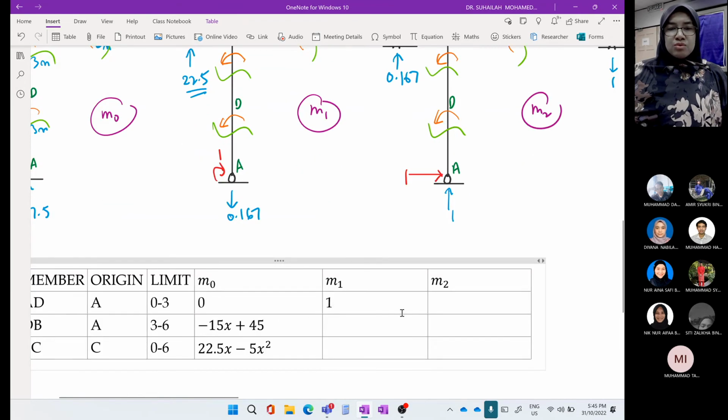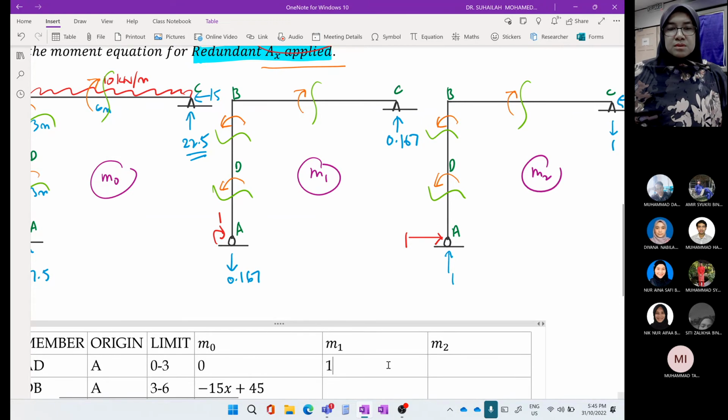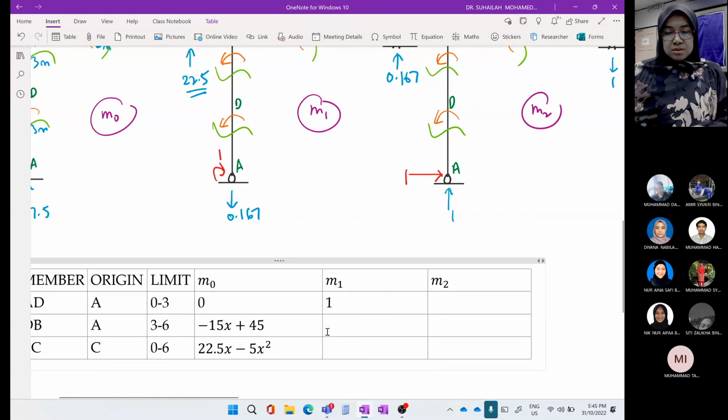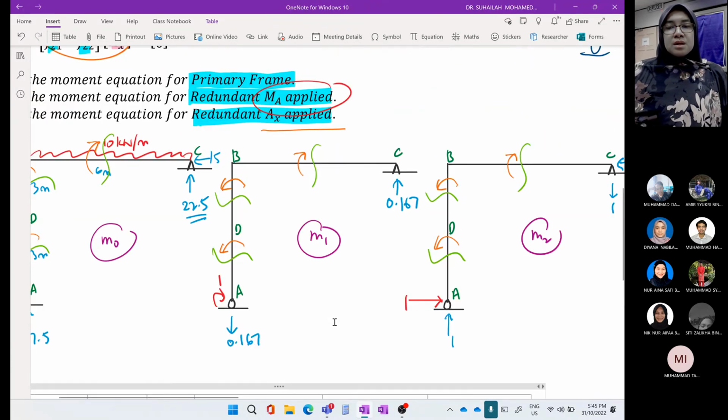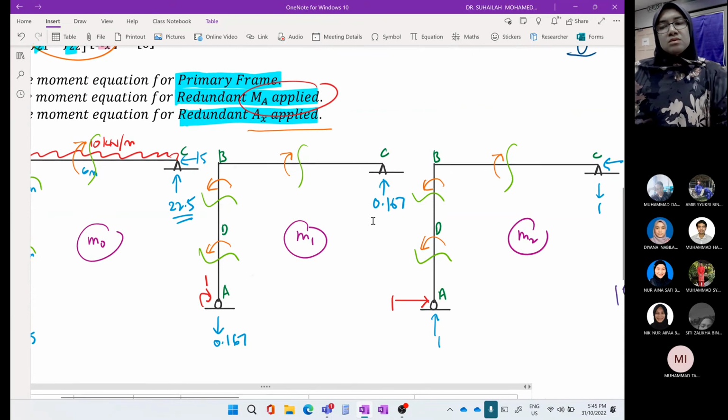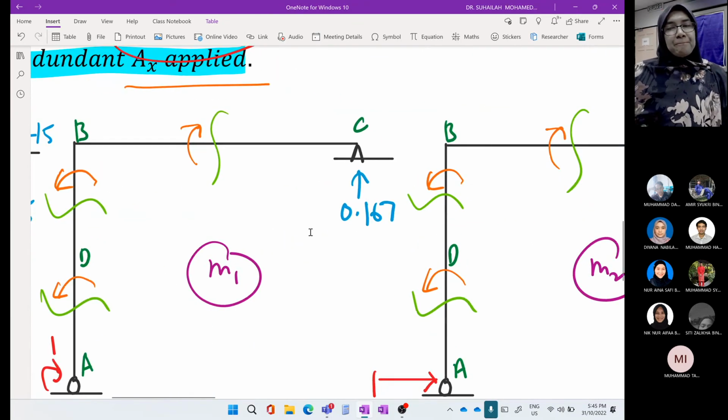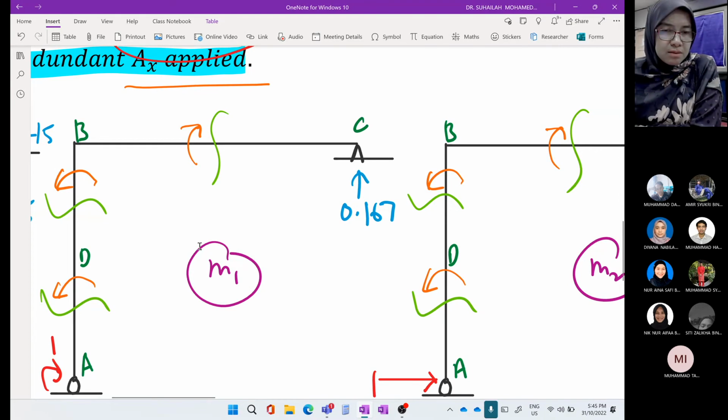For cutting number 2, 1 also. Cutting number 3, 0. BC. What? 0.167x.